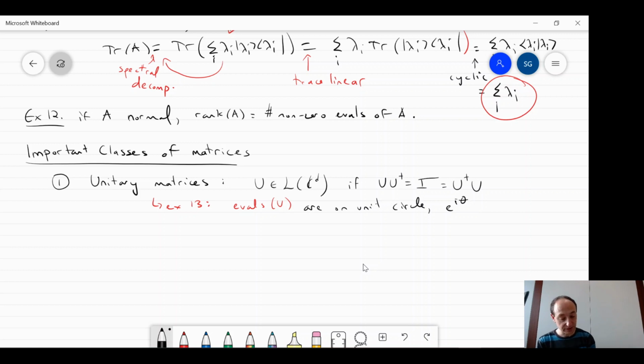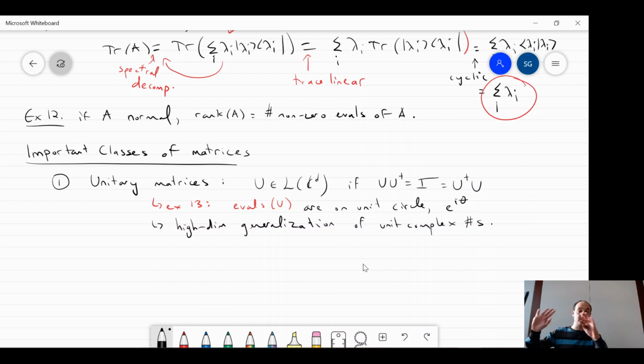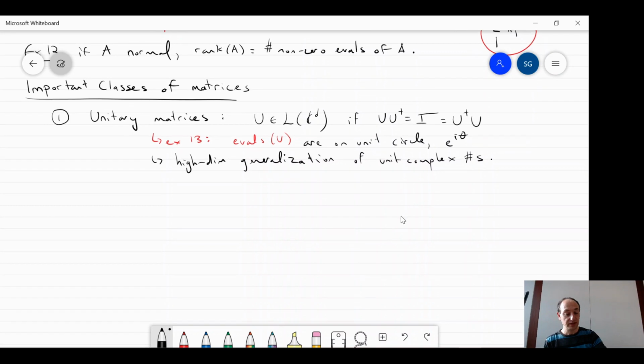So in other words, you should think of the unitary matrices as a high dimensional generalization of unit complex numbers. And that's the name of the game for these classes of matrix I want to talk about. They're all going to be higher dimensional generalizations of some class of numbers you already know about. So number one, unitary matrices, they're always invertible, and the inverse is super nice.